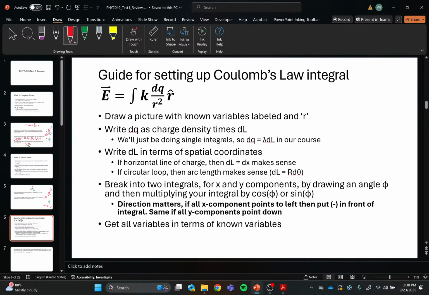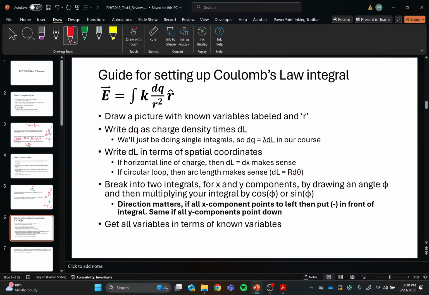All right, so great. Write dl in terms of the spatial coordinates. If left, right, dx makes sense. Up, down, dy makes sense. If a circular loop, use arc length. Break into x and y components. How do you do that? Draw an angle, do normal vector stuff, and then get everything in terms of known variables.